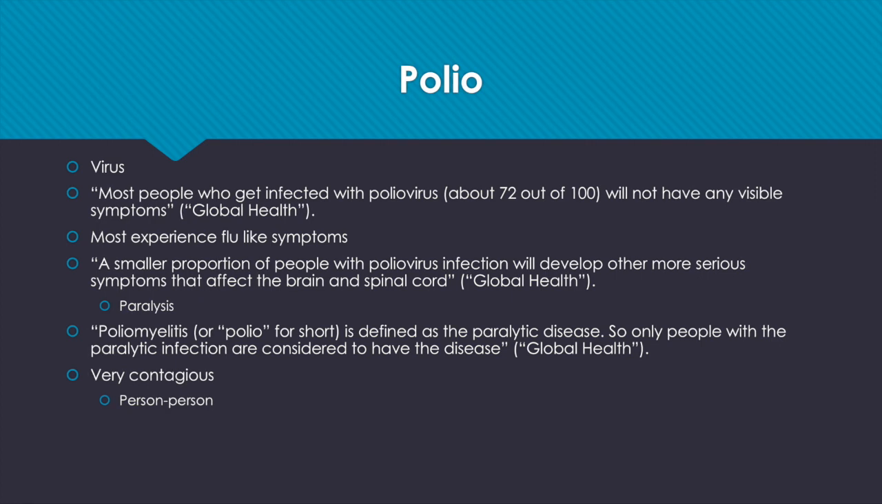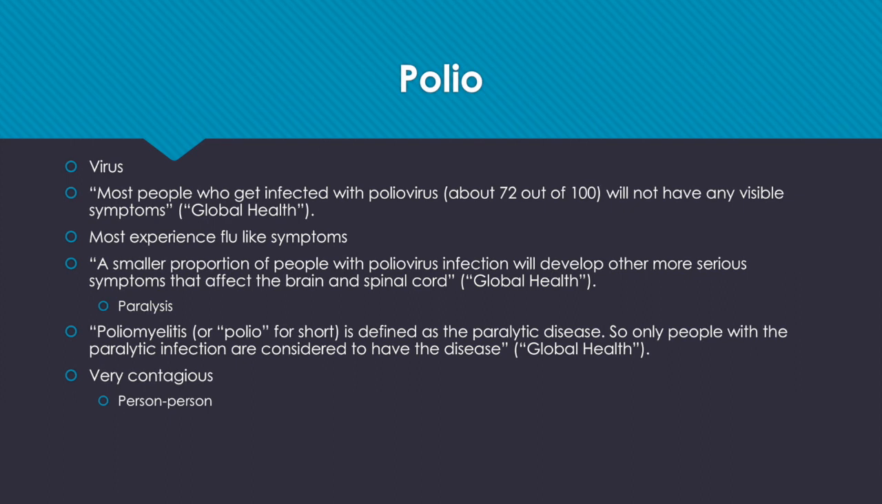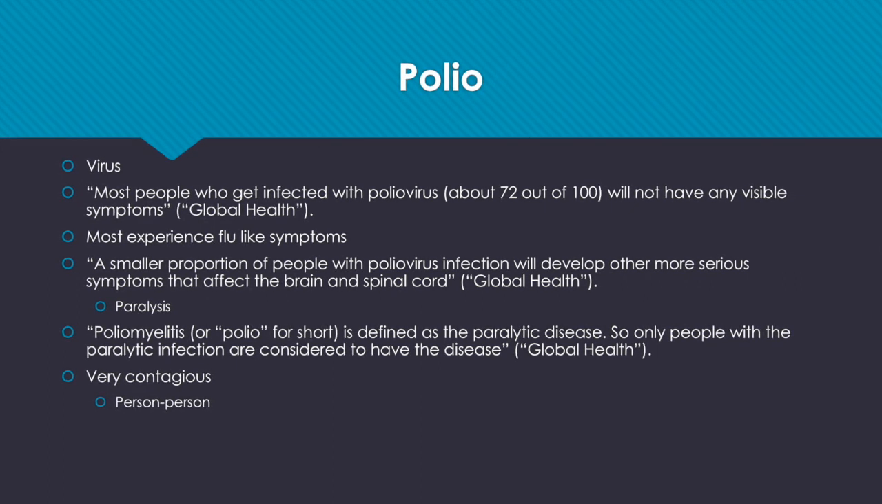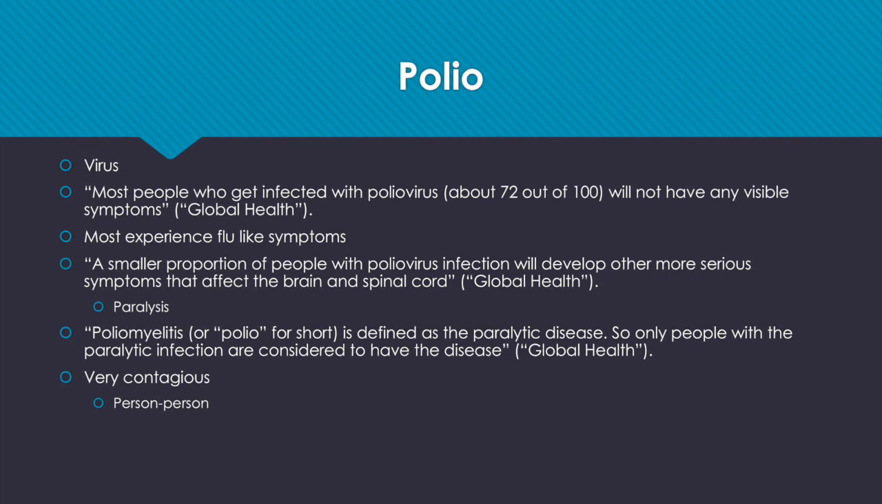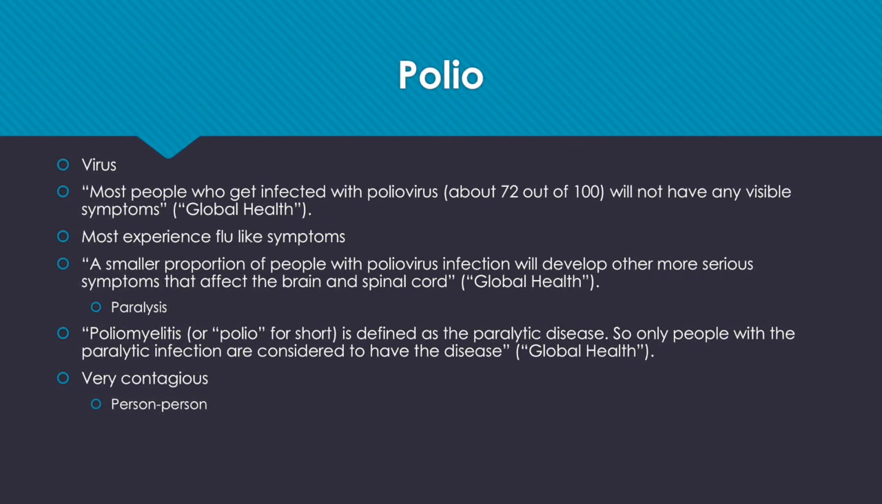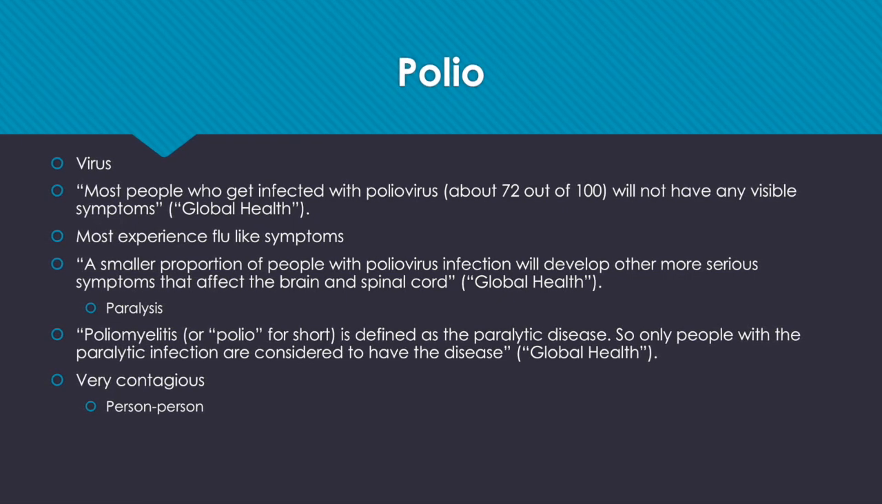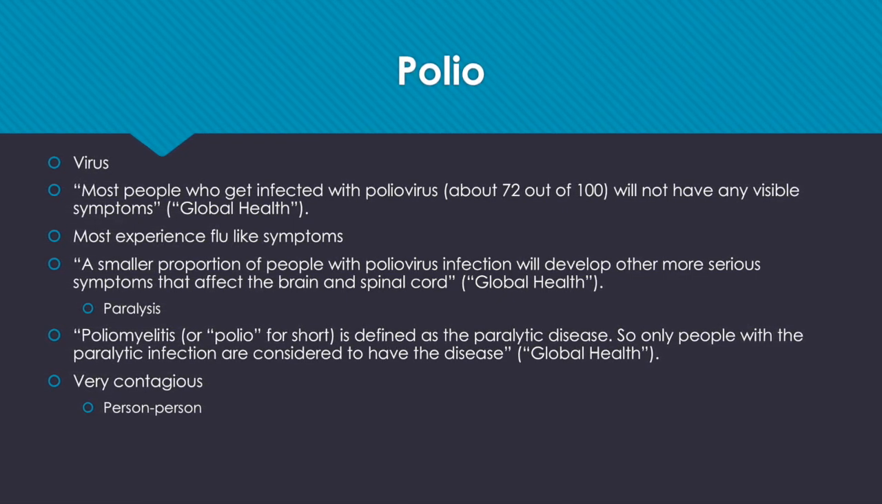Now I'm going to go over polio. Polio, like smallpox, is a virus. Most people who get infected with polio virus will not have any visible symptoms that are easily seen by other people. This is usually about 72 out of 100. Most people with poliovirus will experience flu-like symptoms.